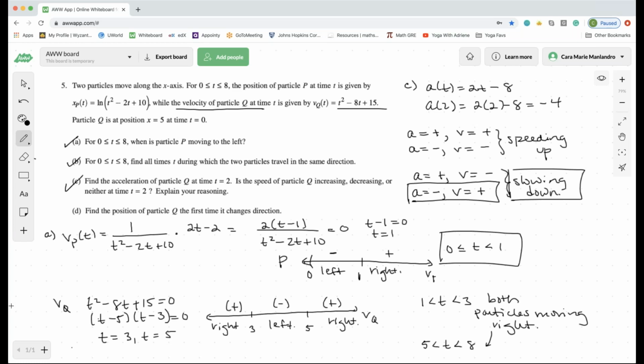So that is part C. All right, last part.